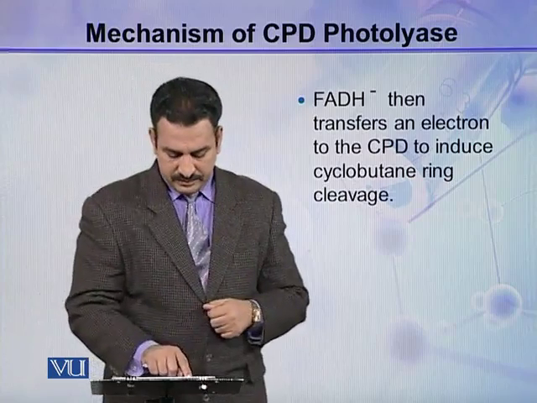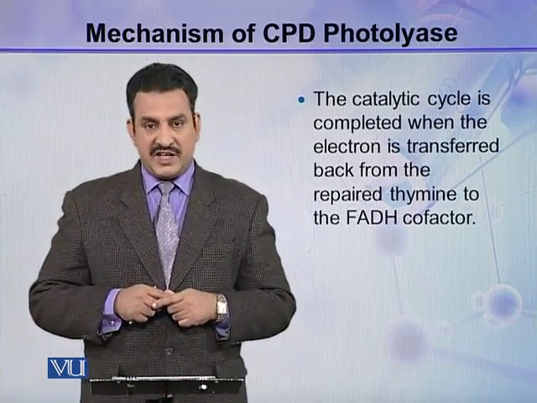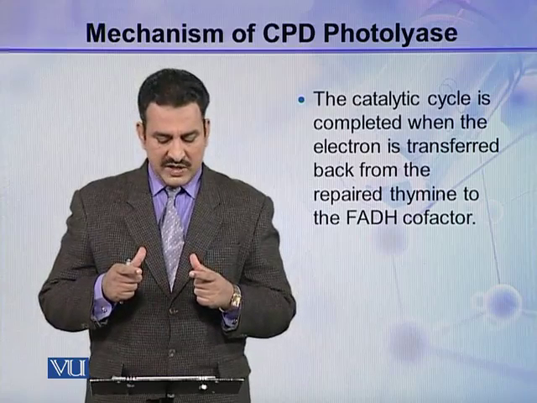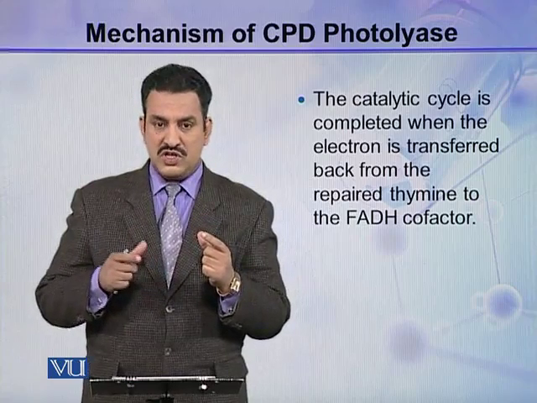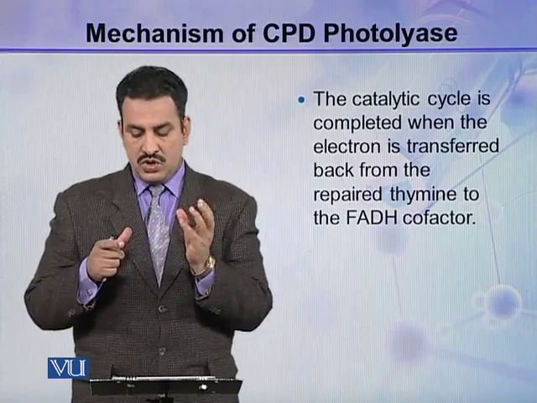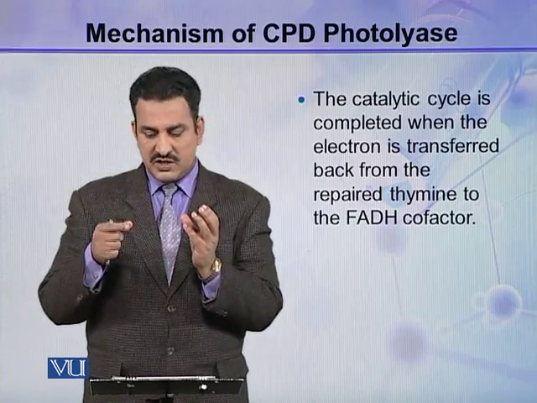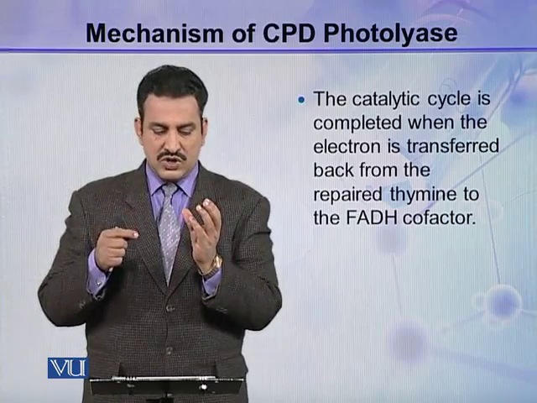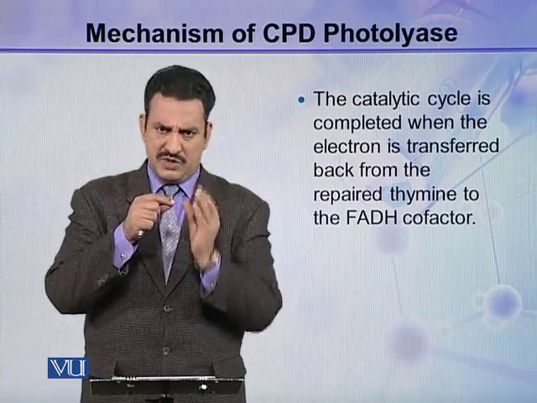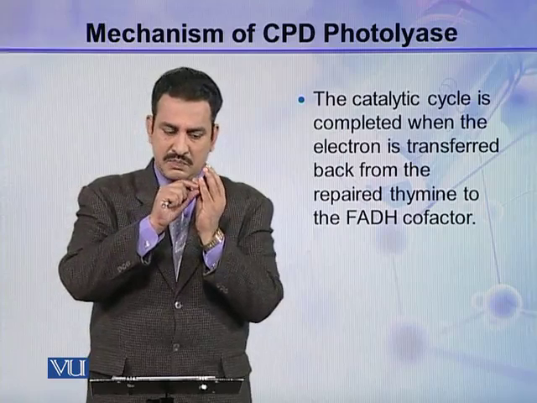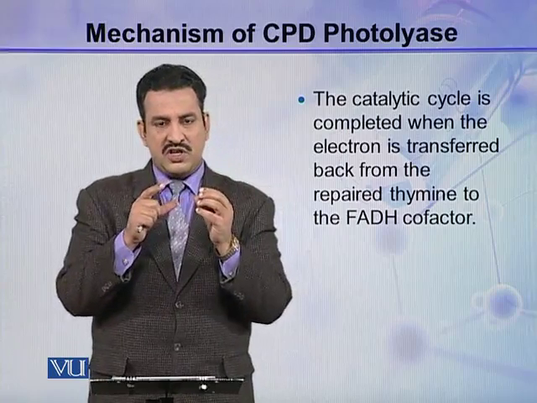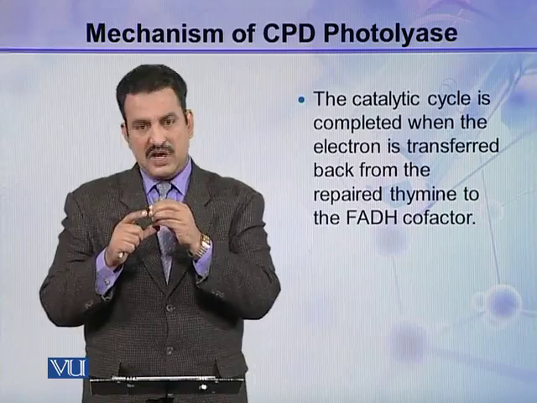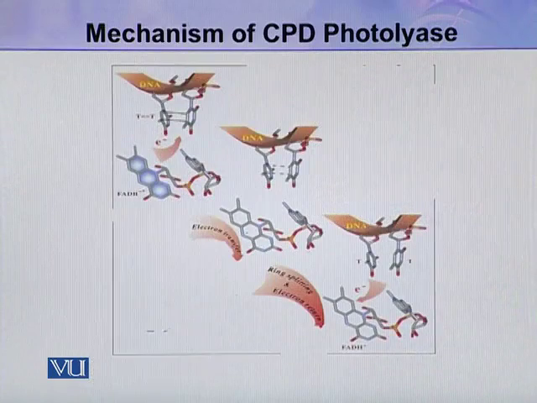they cleave. The catalytic cycle is completed when the electron is transferred back from the repaired thymine to the FADH cofactor. So this FADH minus transferred an electron to a dimer, which is a thymine dimer. After the breakage or cleavage of the bonds of this dimer, this electron is reversed to FADH. So here you can see this sequence of events.